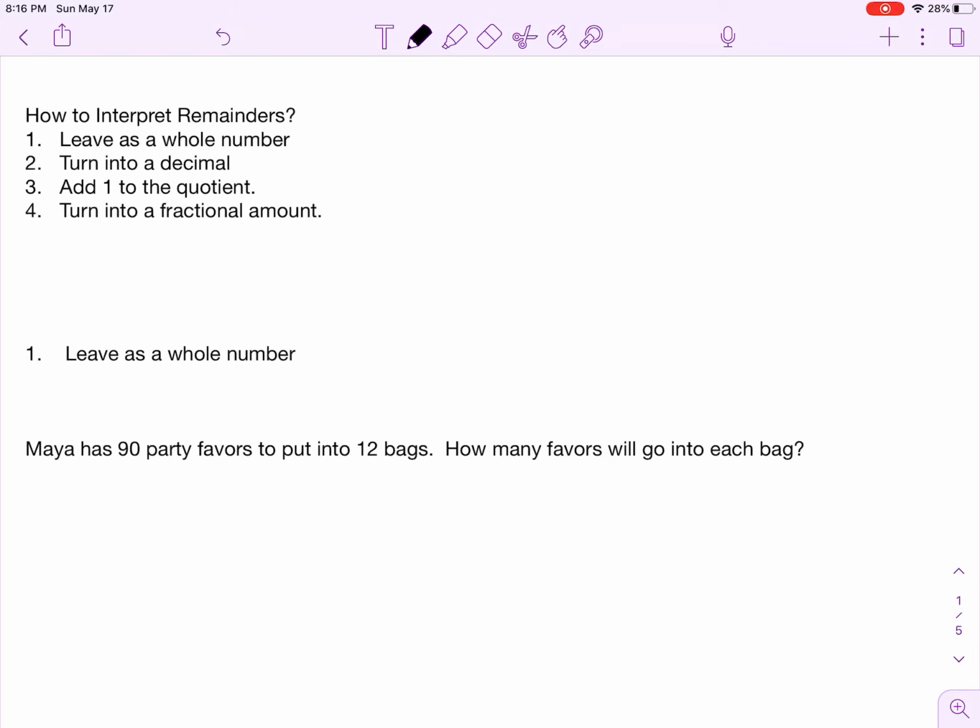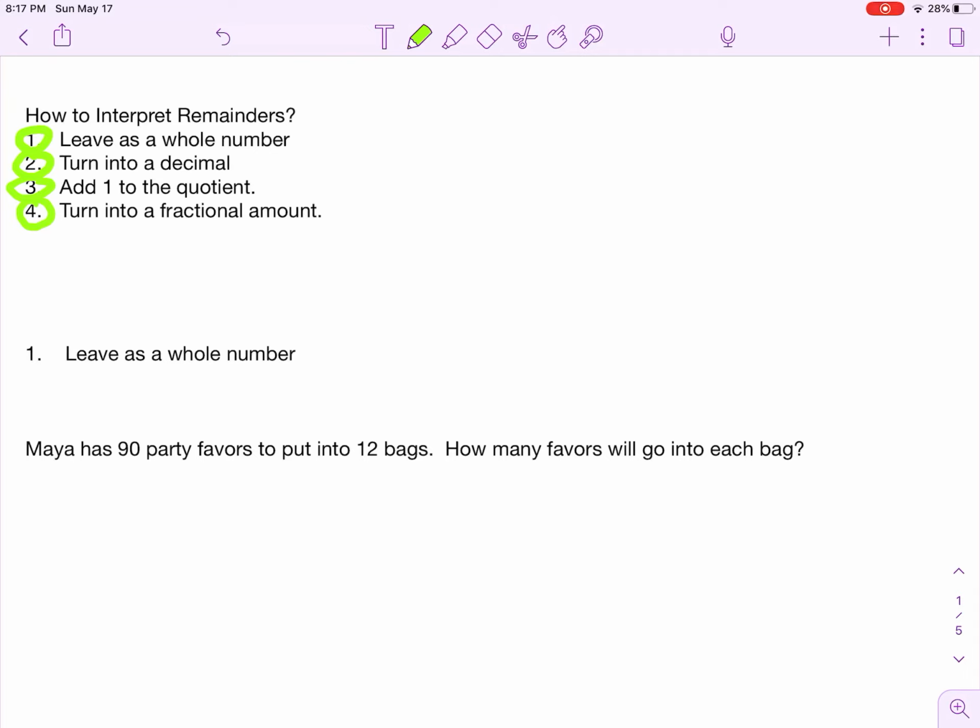The first choice will be to interpret that remainder, number 1, and just leave it as a whole number. And we're going to take a look at a problem in doing that in just a few moments. Our second choice will be to take the remainder and turn it into a decimal. Our third choice will be to take the remainder and add 1 to the quotient. Our fourth choice will be to take the remainder and turn it into a fractional amount. So those are your 4 choices on how to interpret remainders.